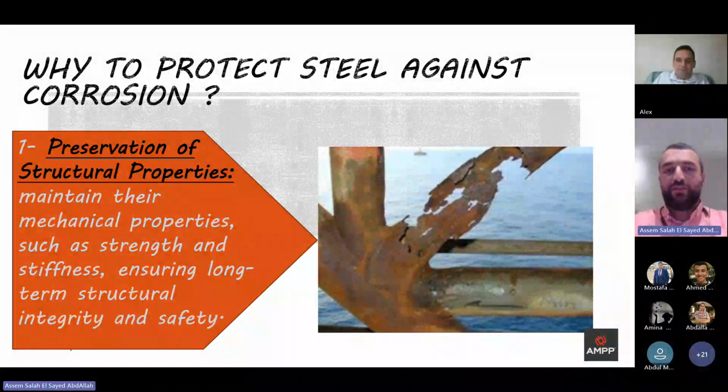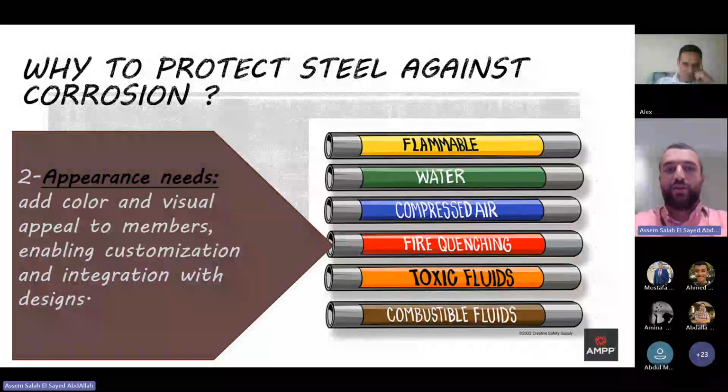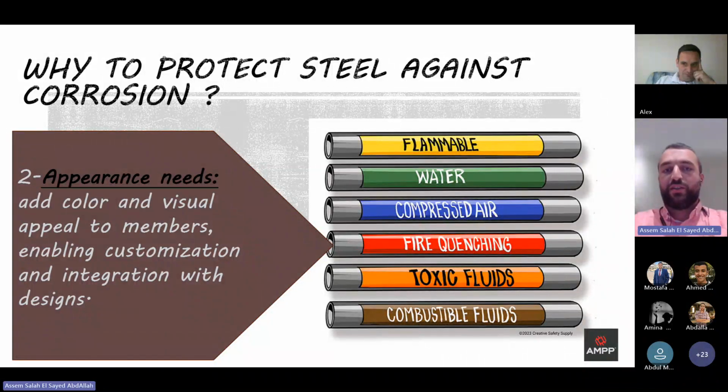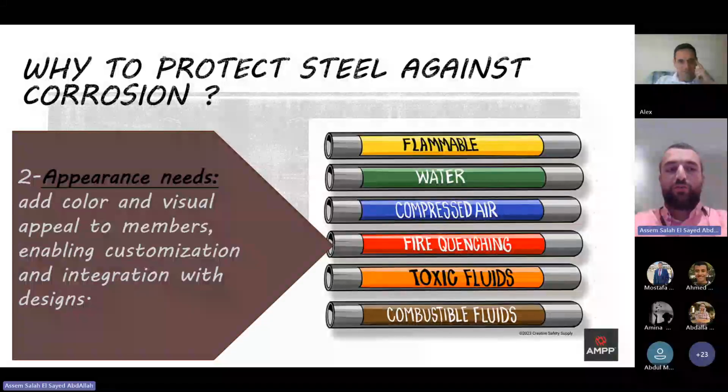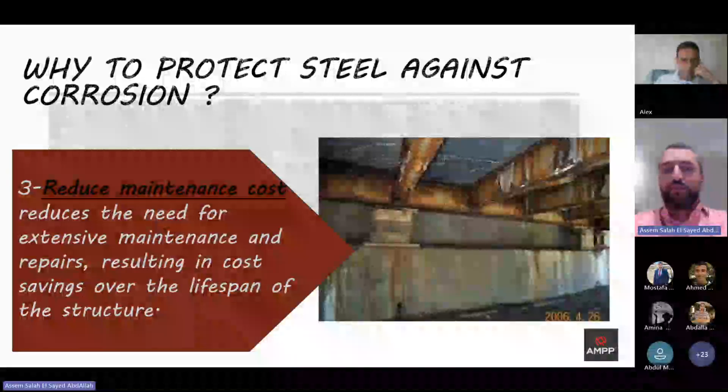Coating for steel elements is used for three main reasons. First reason is to preserve structural properties for these steel elements. You have to keep some properties like section area, like inertia, and if you don't coat or protect your steel element, it will disappear, as you see in this photo. The second purpose is for appearance needs. Maybe in some cases you have to apply some colors for identification of piping and something like that, so you have to coat your steel pipes. And the third reason is to reduce maintenance cost. If you don't protect your steel member, it would be very costly to maintain every year.